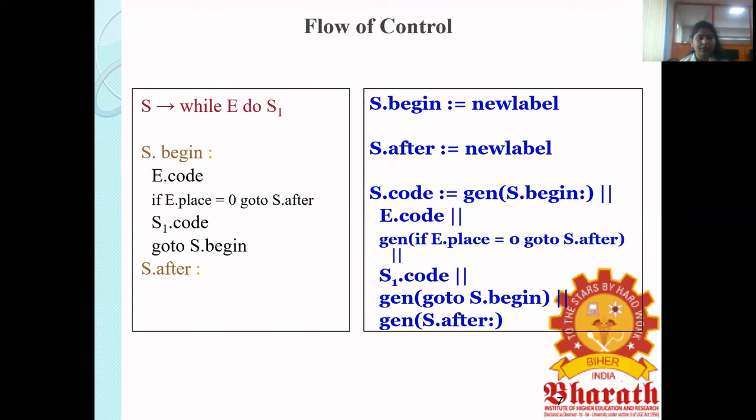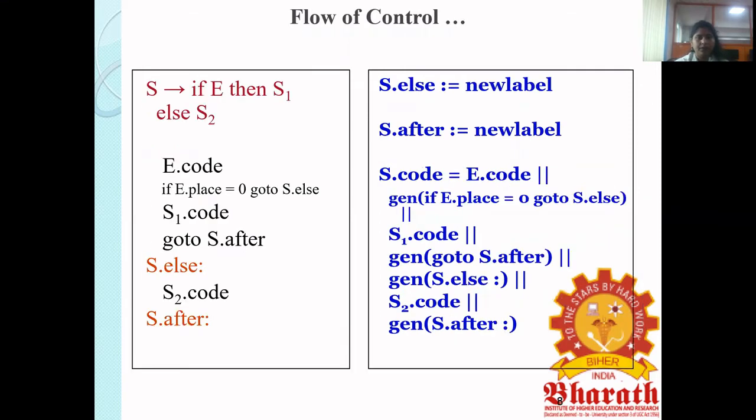Here, first we are doing E.code. If E.place is 0, then go to S.after, which will stop the execution. Otherwise, keep on executing S1.code, and then go again to S.begin. It executes E.code again, and till it comes to 0, it will execute this while loop again and again.